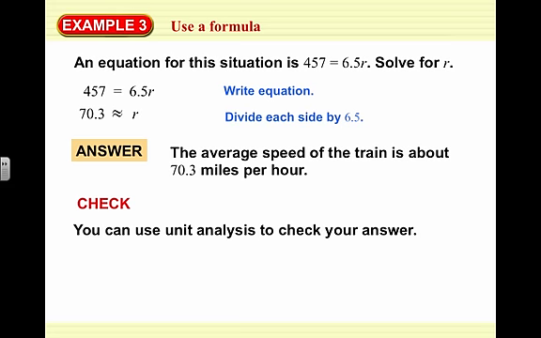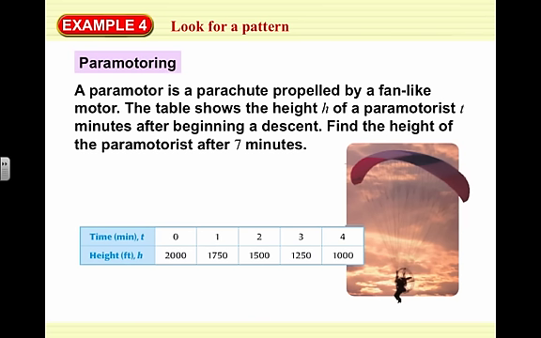Okay, to check this, you can use unit analysis. 457 miles is approximately 70.3 miles per 1 hour times 6.5 hours. The hours cancel out. 70.3 times 6.5 gives us approximately 457, so we're good. Let's look at example 4.